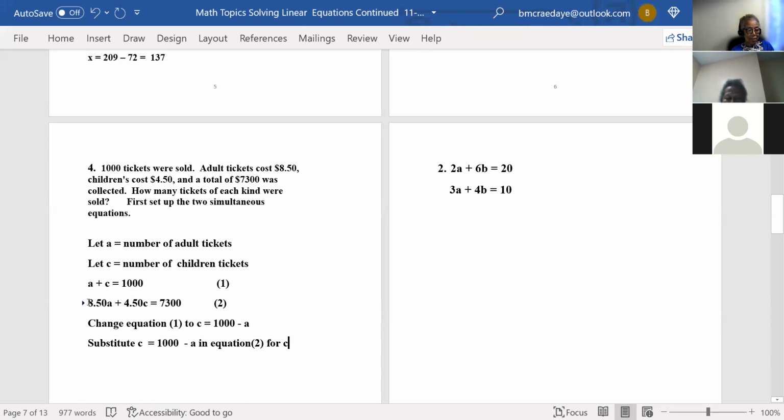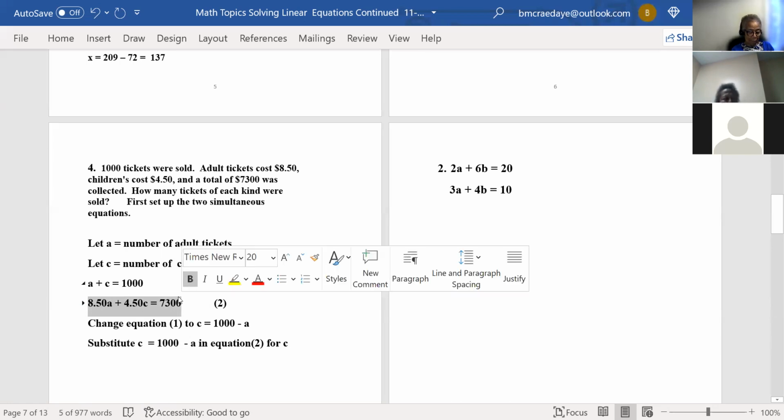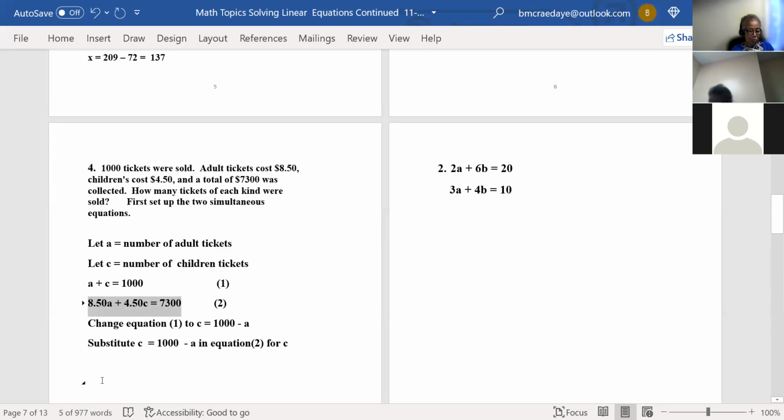So let's take this equation and substitute what you gave me, that 1,000 minus A. So for C, you want to put right here 1,000 minus A. Now, what is that equal to? So when you do your multiplication, what do you get?